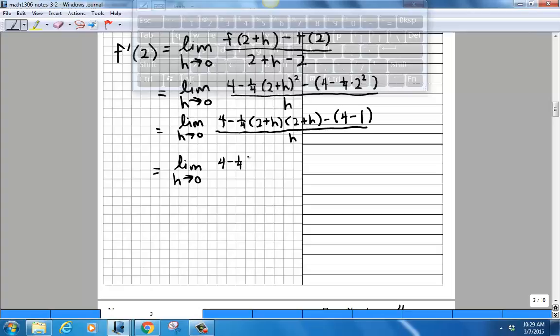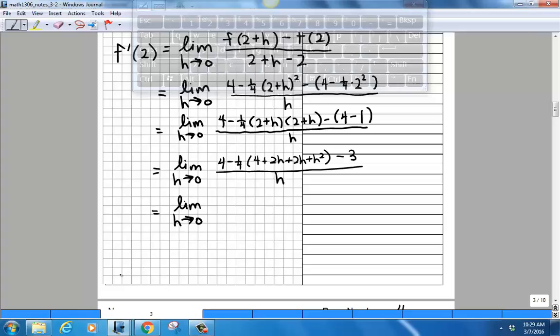Let's see, 2 plus h times 2 plus h, that's going to be 2 times 2 is 4, and then 2 times h is 2h, right? And then h times 2 is another 2h, right? And then h times h is h squared, right? So that's the 2 plus h times the 2 plus h. And now we're subtracting off there, well, 4 minus 1 is 3, right? So I'm subtracting off 3 here at the end. Still dividing by h.